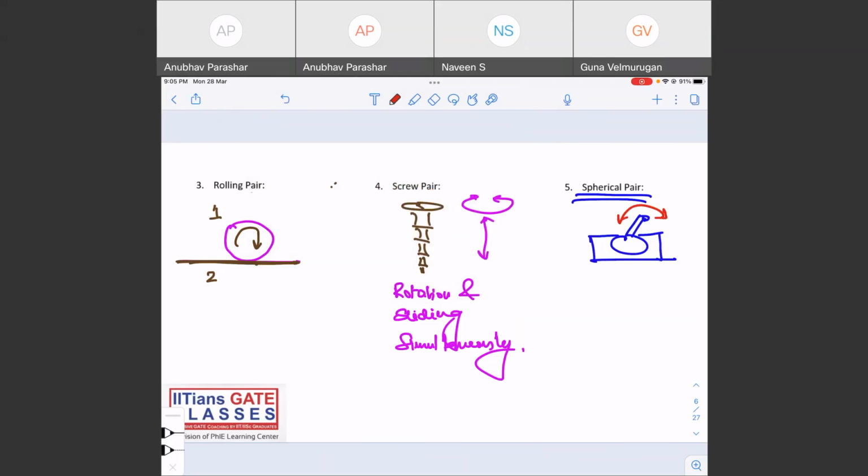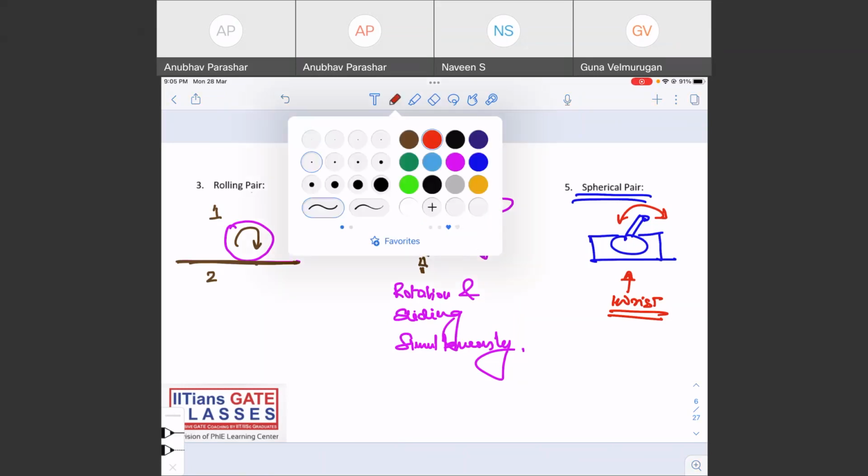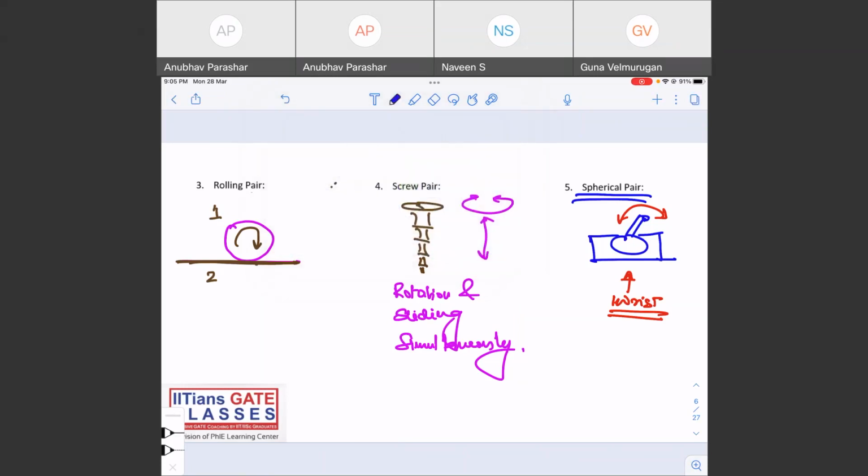We can give the example of our wrist. Wrist is an example of a spherical pair, right? So we have generally three joints, okay, in our body, in our hand, you can say.